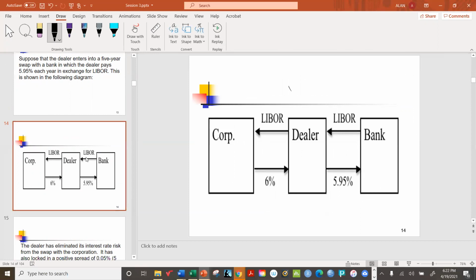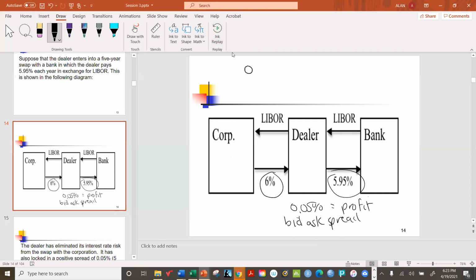Because here, remember, the dealer's paying LIBOR to the corporation, and they're getting back 6%. The bank is paying the dealer LIBOR, and they're getting back 5.95%. Why is there a difference? Because this is a dealer, and they make their money from the spread between what they arrange for these swaps. So this difference is the profit or bid-ask spread that goes into the dealer's pocket. So you see what they've managed to do. They've eliminated all of their own risk, and they've managed to put 0.05% in their pocket.